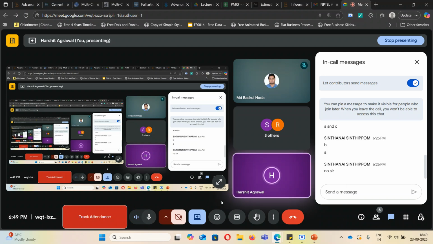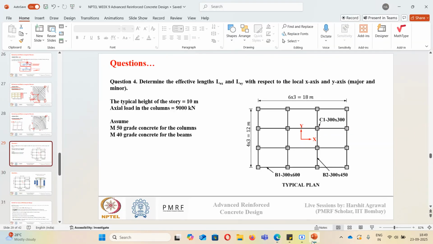Can anyone tell me how we will proceed with this question? What will be the steps that we need to follow? Just give me a rough idea. What will be the process?